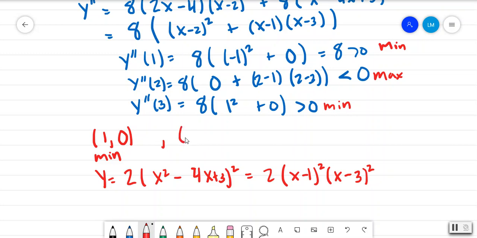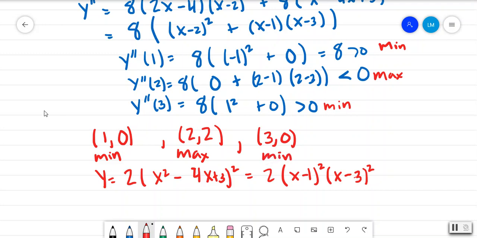But then when I plug in 2, well, 2 minus 1 is just 1, but times 2 is 2. So 2, we said, is the max. And then notice that if you plug in 3, you conveniently get 0 also. So we have 2 minimums.